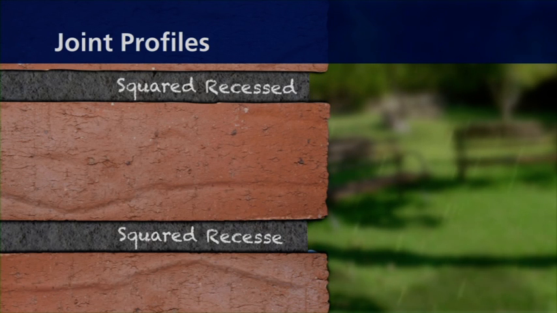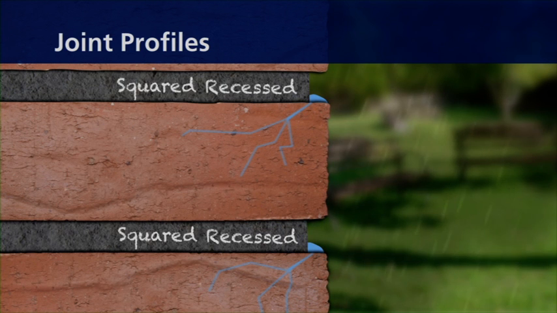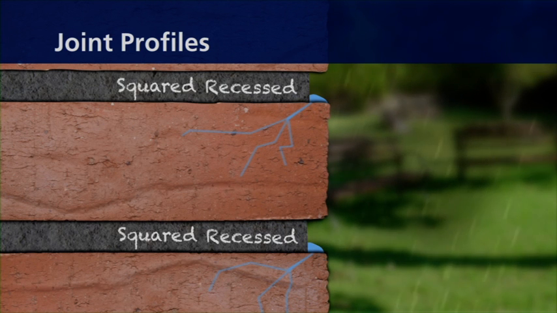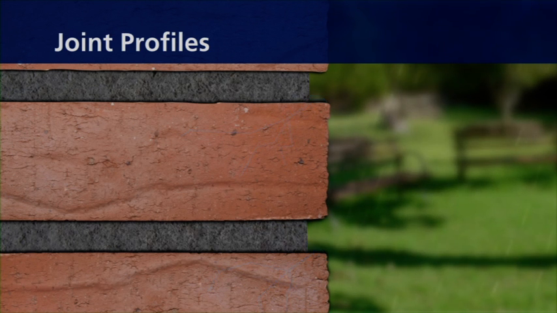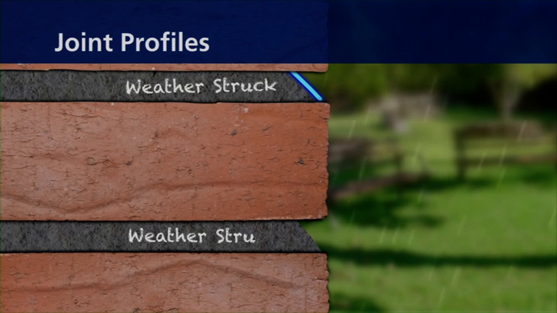Squared recessed, very attractive profile which adds depth to brickwork. It is not recommended for freestanding walls or any exposed situations. Recessed joints should not be used where there is a danger of excessive water saturation. Weatherstruck, an efficient and attractive joint that gives a shadow effect on a recessed profile but with better weathering properties.